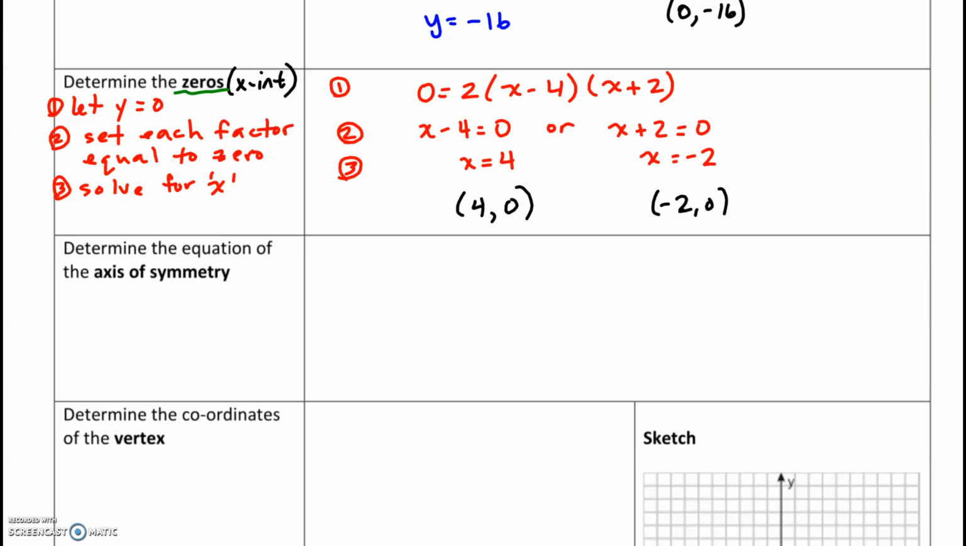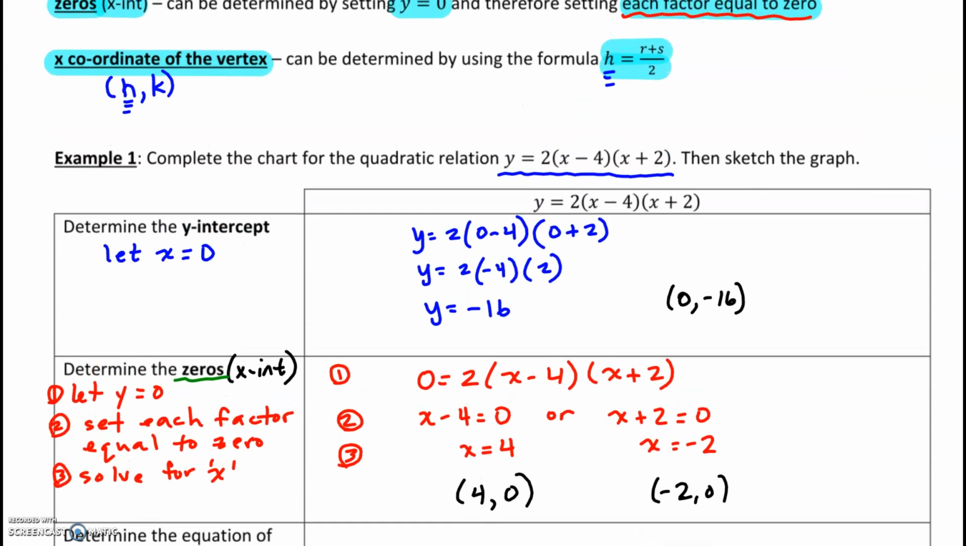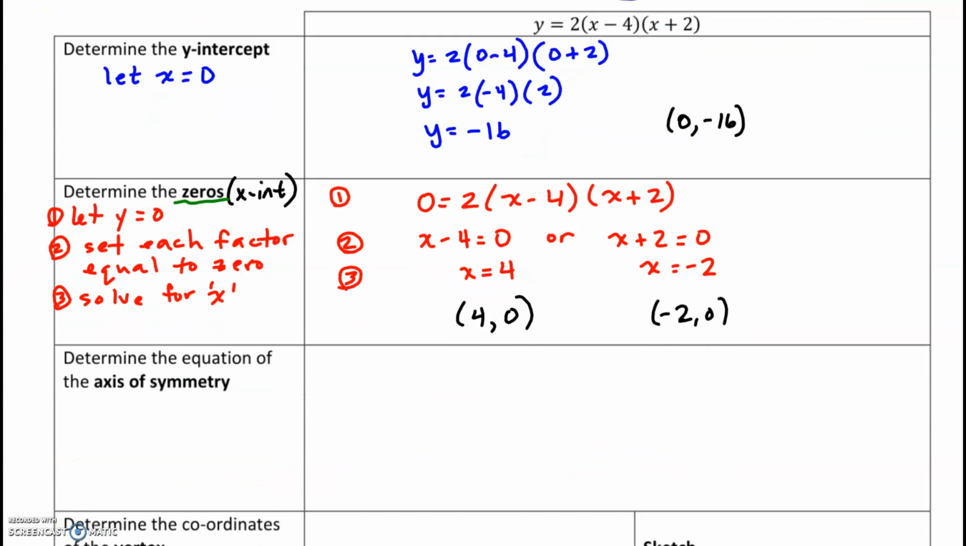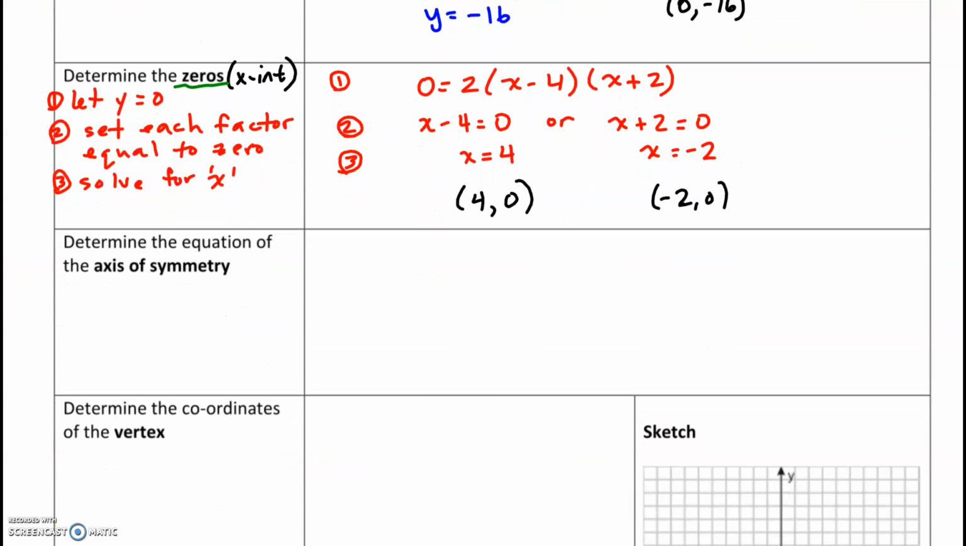Axis of symmetry. So to determine the axis of symmetry, we have up here in our definition, the axis of symmetry, remember, is the vertical line that goes through the x-axis of the vertex. So that means I just need to use this equation. H equals r plus s divided by 2. Okay, so let's put that as our reminder right here. If you're asked to find the equation of the axis of symmetry, this is the formula we use. All right, let's go ahead and use the formula.